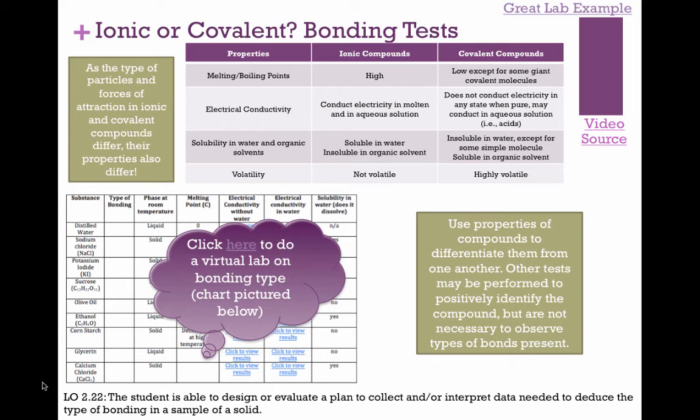Covalent compounds have very low melting points. They do not conduct ever. They're also usually insoluble in water, and they're highly volatile. Volatile means if you left a liquid out, it would evaporate, like ethanol. Like first period when I spilled that ethanol all over the table and wiped it, it evaporated right away. That's volatile.